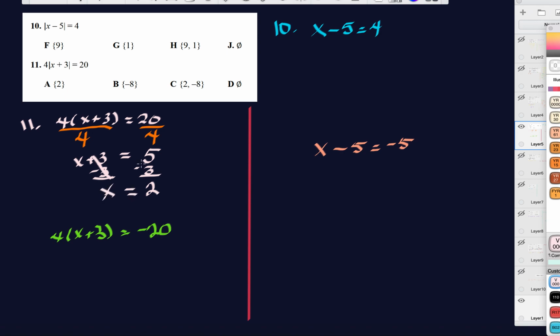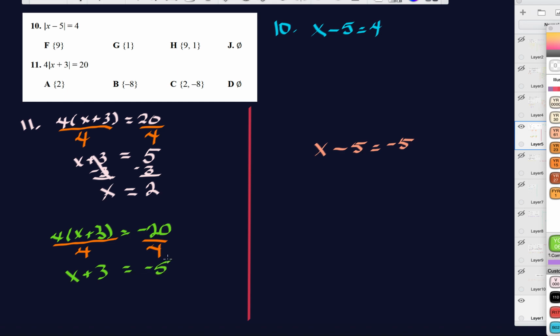Now, because it's absolute value, we have to solve for the negative version of this equation. I'm going to do the same thing, though. I'm going to do that same dividing by 4 on both sides. Why? Because it's going to make my life easier. So I end up with x plus 3 equals negative 5.